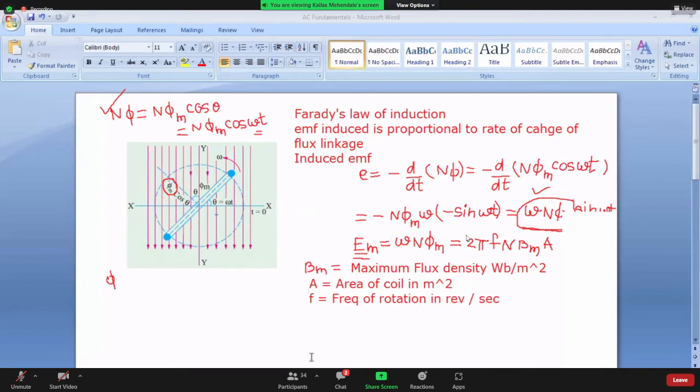So therefore, this equation can be rewritten as E is equal to Em sin theta, or Em sin omega t.